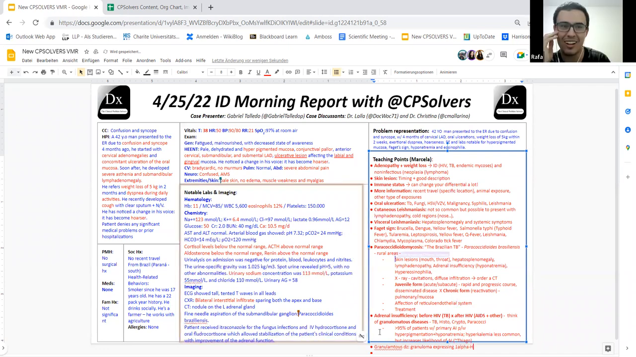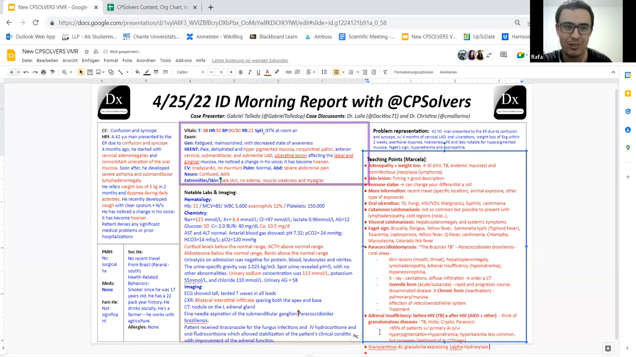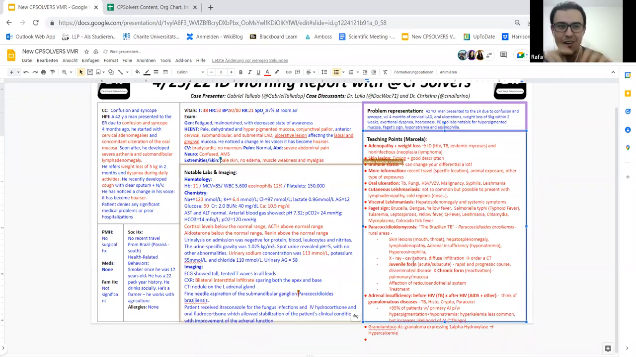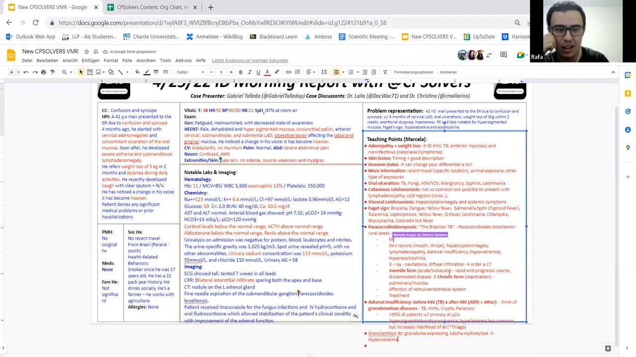And I think another good teaching point, Gabriel, is to remember that the gender here is also important because it's much more common in males than females, because estrogen decreases the conversion of the fungus that is formed. Exactly.